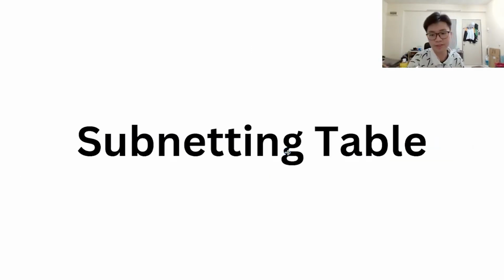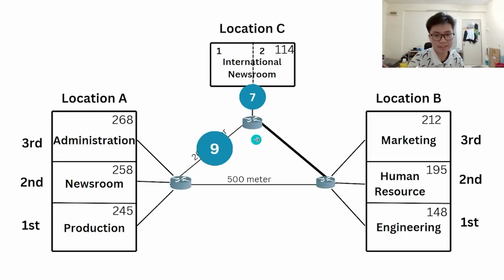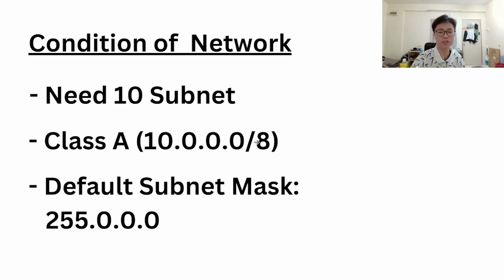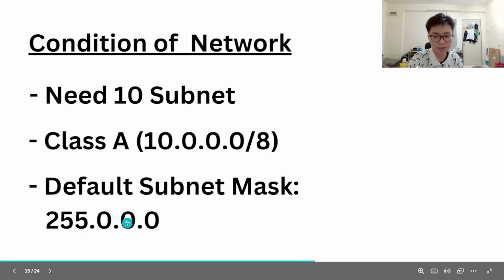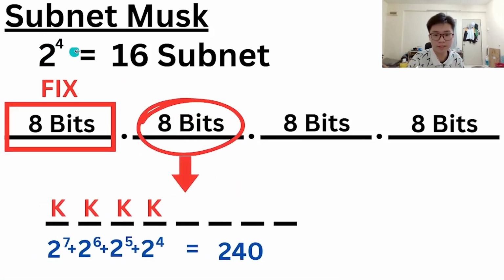For the next one is subnetting table. In this diagram, we can see we need 10 subnets in our network. For the current condition of our network, we need 10 subnets and need to use a class A address, which is 10.0.0.0/8, and the default subnet mask of class A is 255.0.0.0. As 2 to the power of 4 equals 16 subnets, which is enough for our subnet requirement.